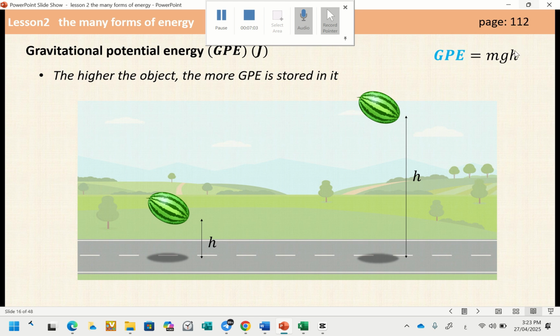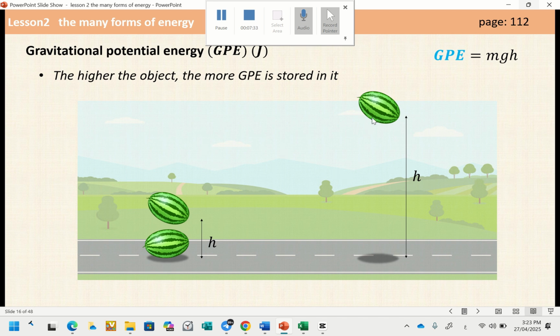And as the height increases, the gravitational potential energy stored in the object increases as well. So, for example, if you were to hold a watermelon at a very small height, and then drop it, nothing will happen to the watermelon. Because you lift it a little bit above the ground, it stored a little bit of gravitational potential energy, which turned into a little bit of kinetic energy when you let go of it.